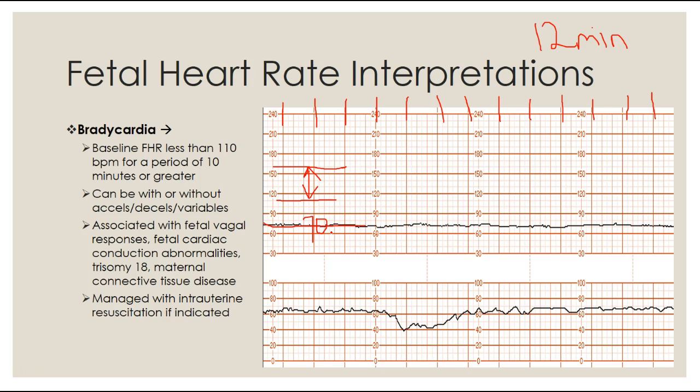Sometimes it has to do with cardiac conduction issues, trisomy 18, so congenital anomalies and chromosomal abnormalities, and sometimes it has to do with maternal connective tissue disease. We manage bradycardia with intrauterine resuscitation if we need to, so fluid bolus, turning mom on her left side. We may have to give oxygen. We may have to give an IV bolus. So all of those different types of intrauterine resuscitation measures would be appropriate for a baby who had some fetal bradycardia.